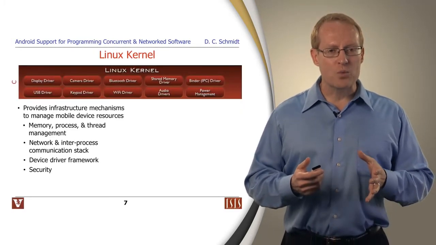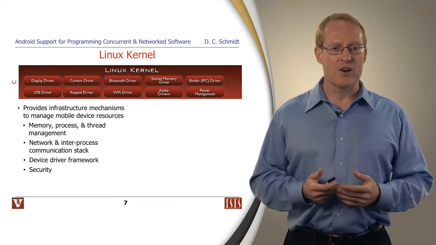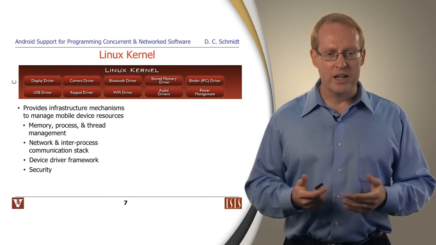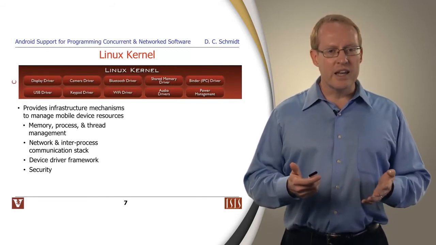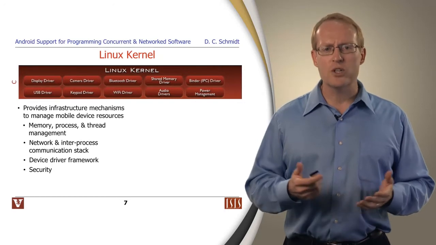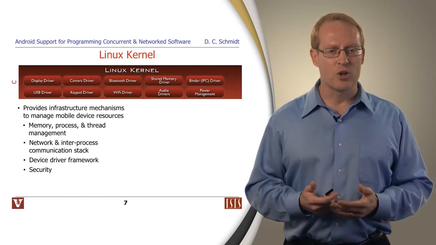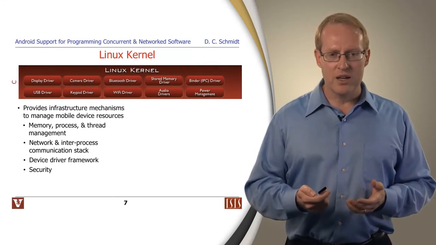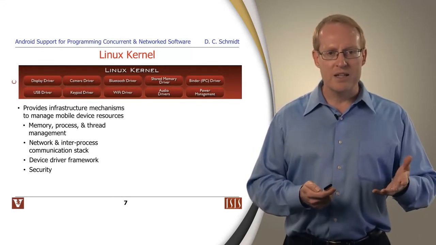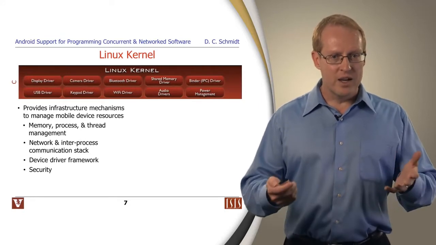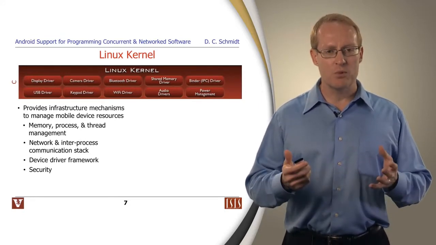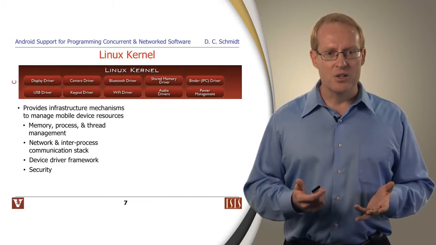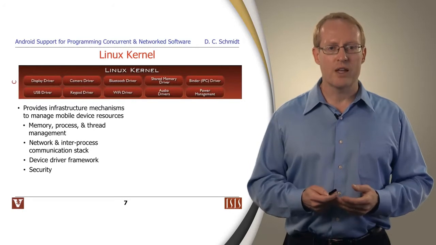What we're going to do now is walk a little bit more deeply into each of the layers and talk about some of the key interesting things, especially as they pertain to concurrent and network software. Linux and the Linux portion of Android is what you'd expect based on what we've covered in earlier modules in this section. It provides support for managing memory, processes, threads. It has a network stack both for internet communication as well as communication between processes on the same machine. It has a framework for device drivers, and it also manages permissions and security.